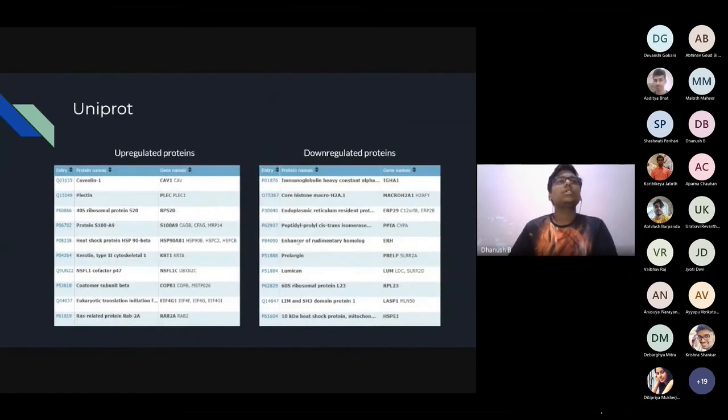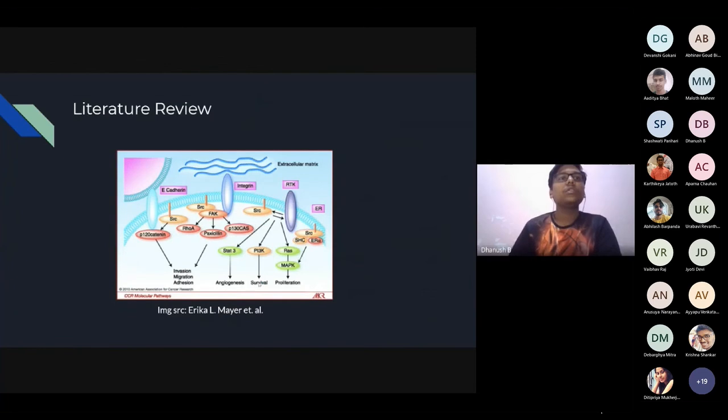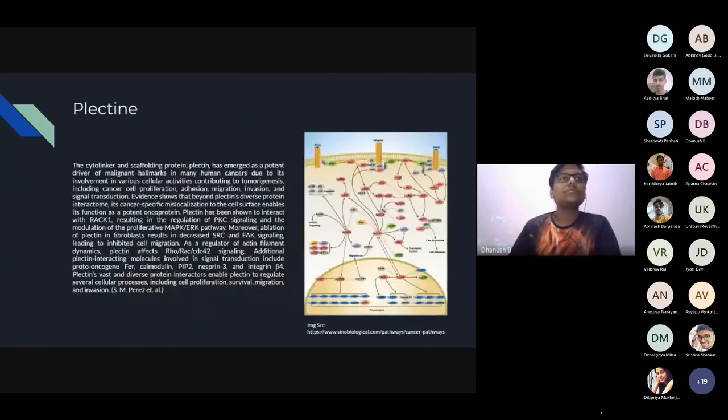Then the top upregulated and downregulated proteins from the volcano plot were selected, and their corresponding names were obtained from UniProt, which is a database. And for the top regulated proteins, the literature survey was done.